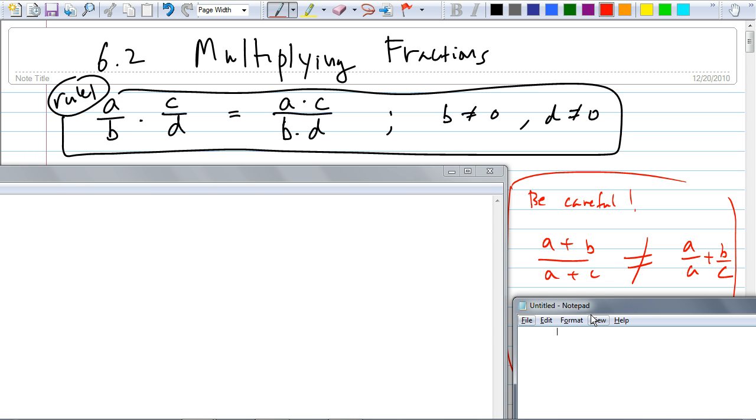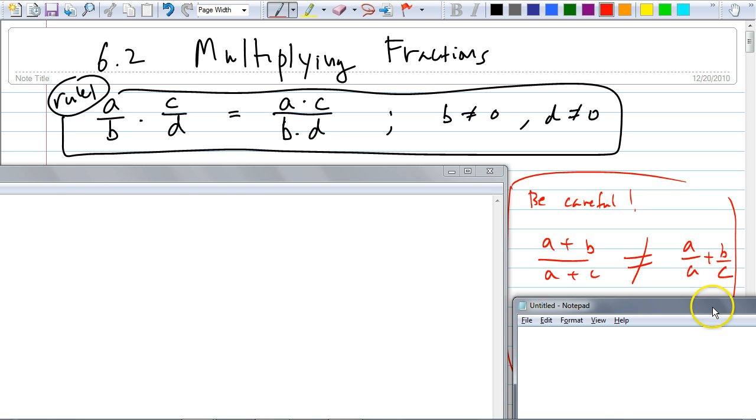Does anybody know which two fractions you could add to get A plus B over A plus C? You can't just separate it this way. It doesn't make any sense. We even gave you some examples for that, with some numbers. Anybody know which two fractions we're adding together to get A plus B over A plus C? Tajwar. A over A and B over C.